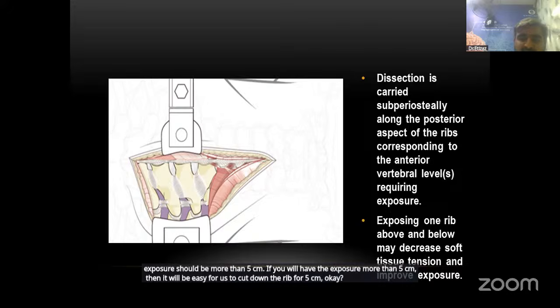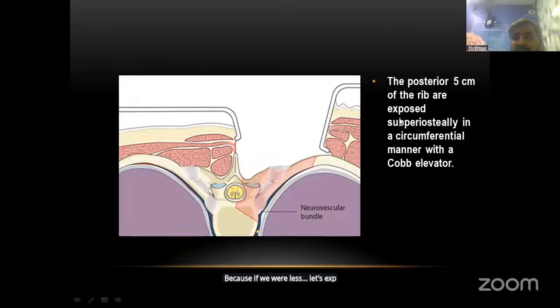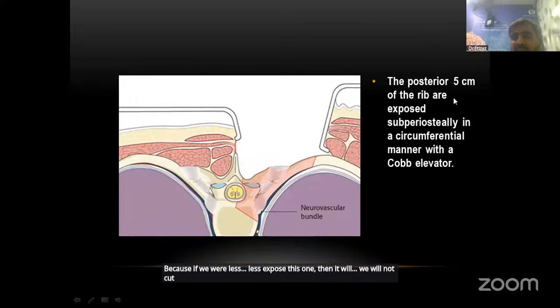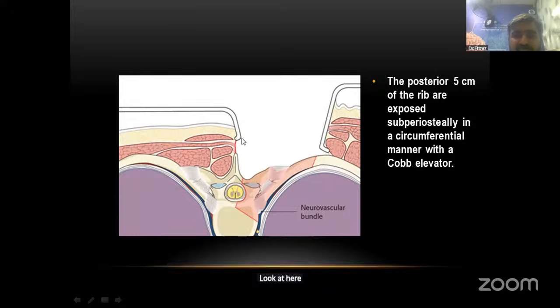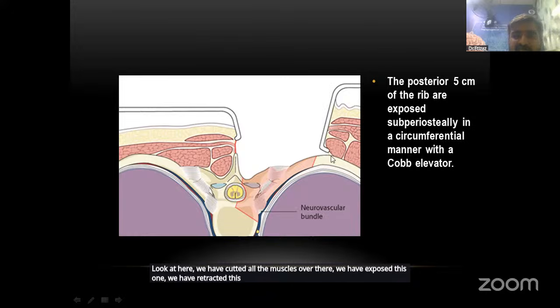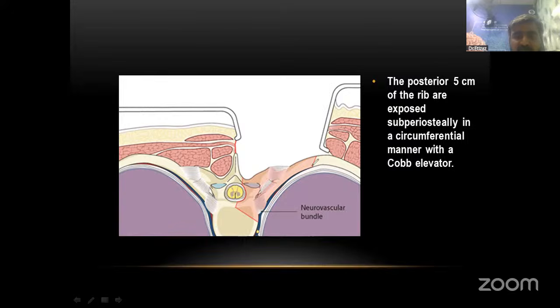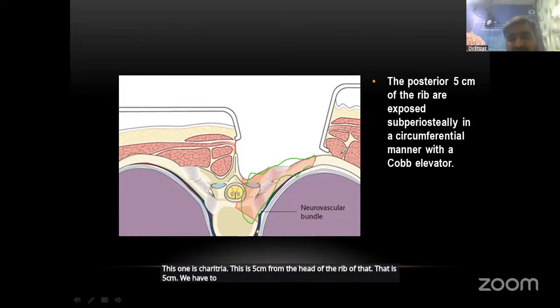Okay, because if we expose less, then we will not be able to cut this down. Look at here, we have cut all the muscles over there. We have exposed this one. We have retracted these muscles laterally, and the exposure is more than 5 centimeters. This is our targeted area. This is 5 centimeters from the head of the rib. We have to expose more, up to 7 centimeters.